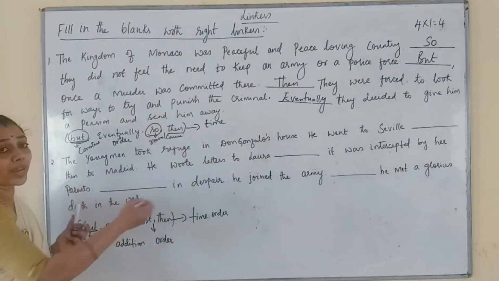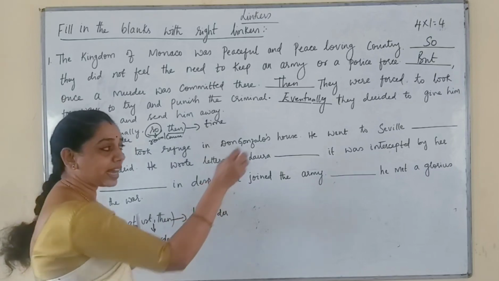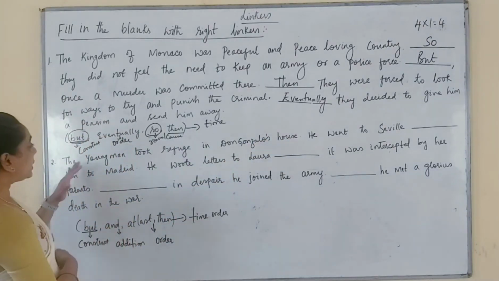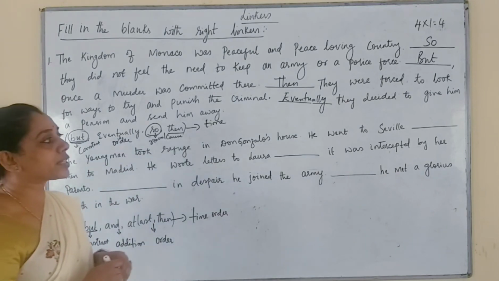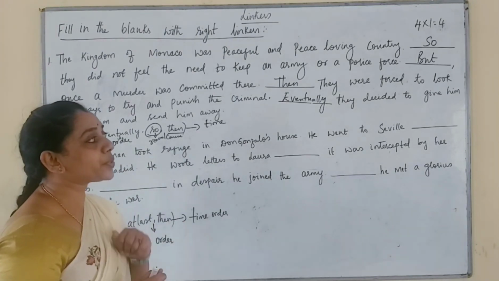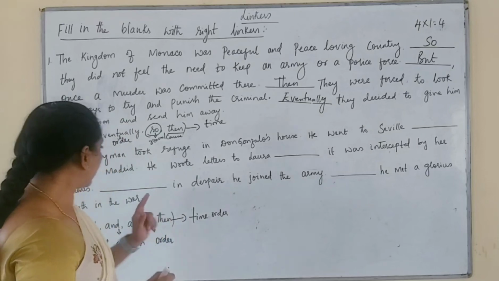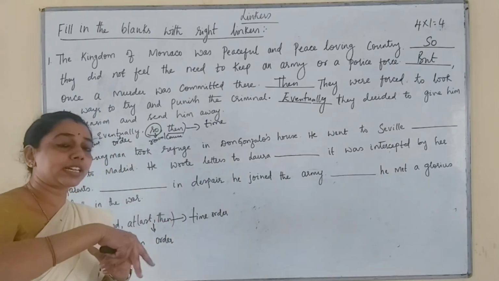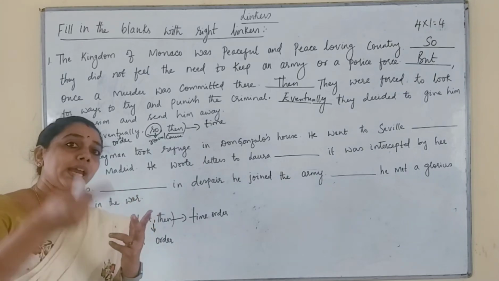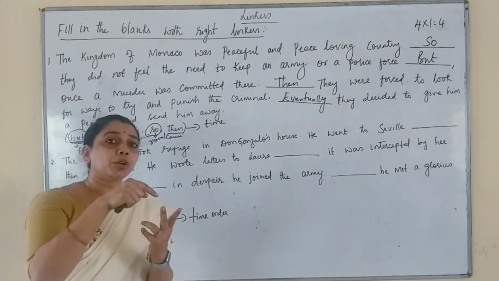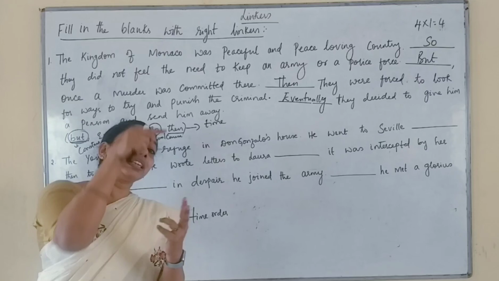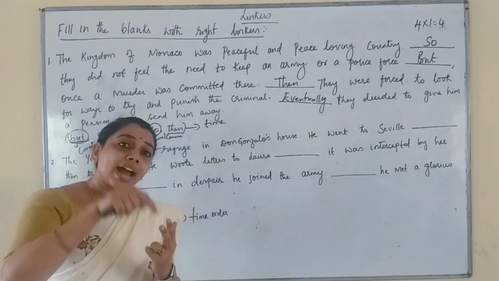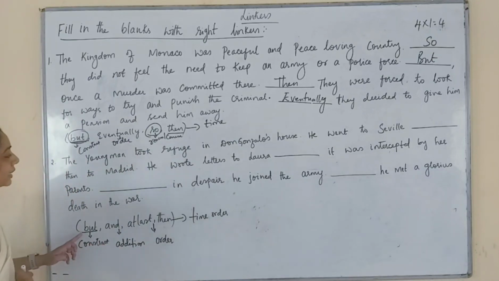Let's see where you can fix those linkers. I will tell you now where to fix them properly. The young man took refuge in Don Gonzalo's house. He went to Seville, blank, then to Madrid. If he has gone to two places, he has gone in addition. For example, he went to Kolar, dash, then to Bangalore, what comes here? And, isn't it? So and is addition.